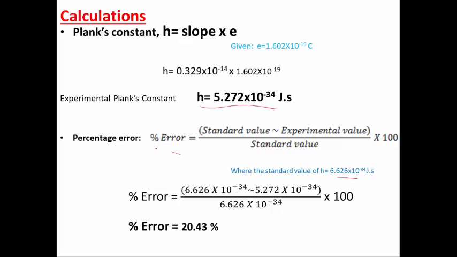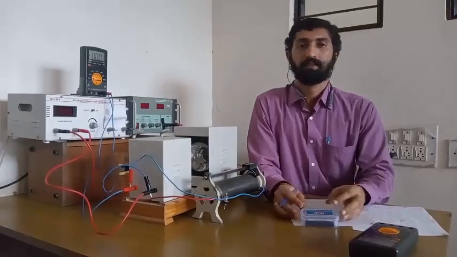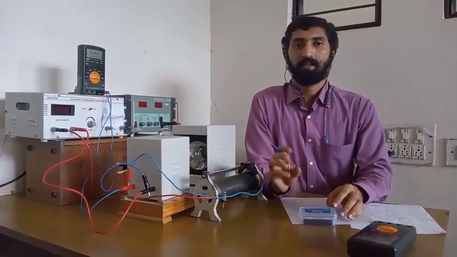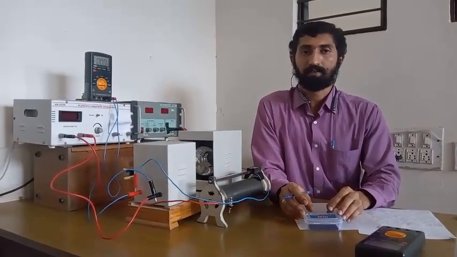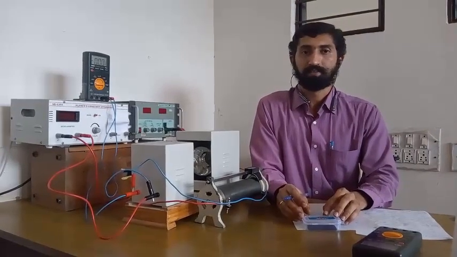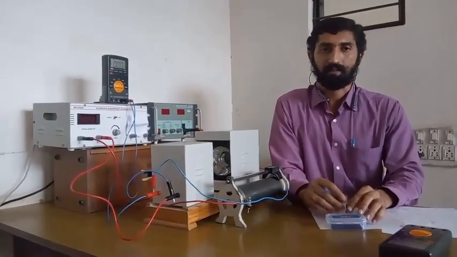Now let us see the percentage of error in the experimental result. To find the percentage of error, we are using the equation: the difference between the standard value and the experimental value, divided by the standard value, multiplied by 100. If you substitute this, we will ultimately get the percentage of error in the calculation, that is around 20.43%. In this experiment, we studied the voltage photocurrent characteristic of the given photocell, and also we found the Planck's constant experimentally with certain error.